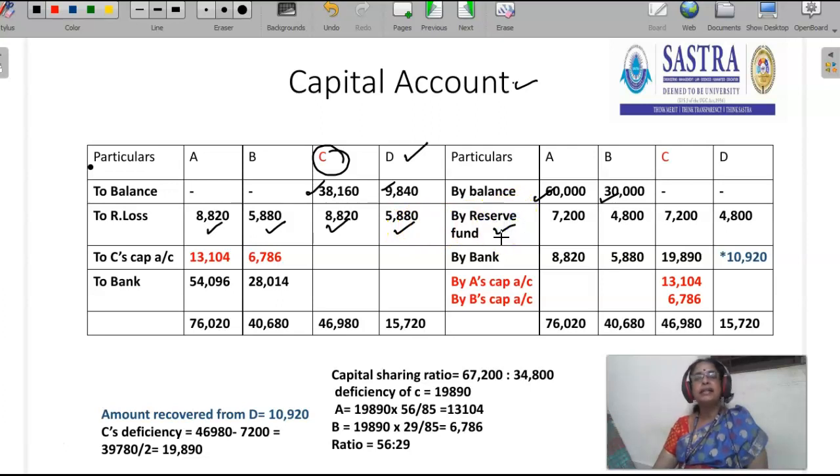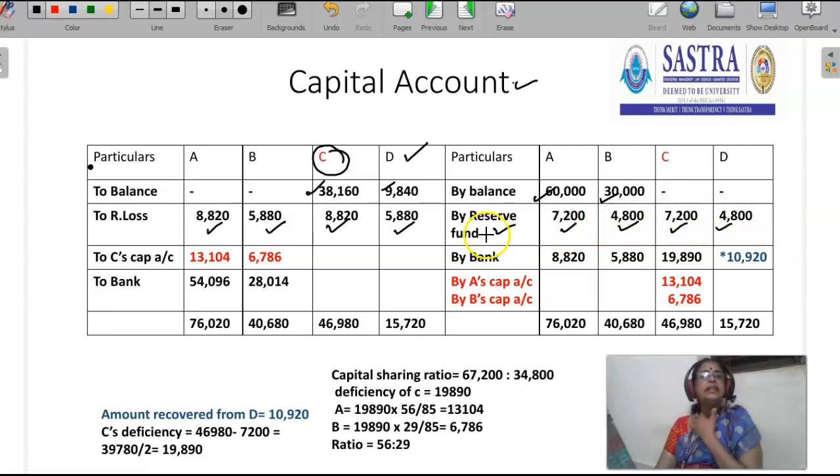Then the reserve fund is in the balance sheet. If we distribute the reserve fund, it is accumulated profit and so it should be credited to the partners' capital accounts. A will get 7,200, B will get 4,800, C's share credited is 7,200, D's share credited is 4,800. So the reserve fund should be distributed to the partners according to their profit sharing ratio.